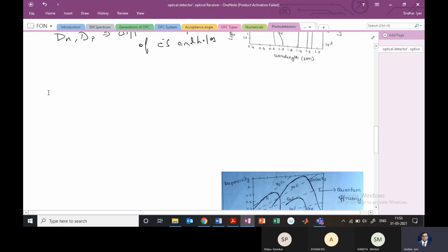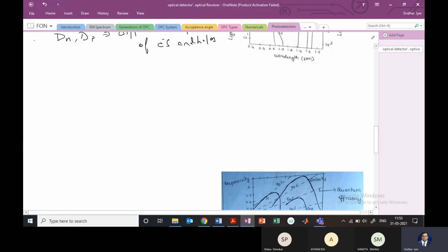So what we want to do is to find what is known as the responsivity of a particular photodiode, and then we want to calculate its quantum efficiency as well, right? That is what we want to do for a photodetector. Okay, so let us start with that mathematics.